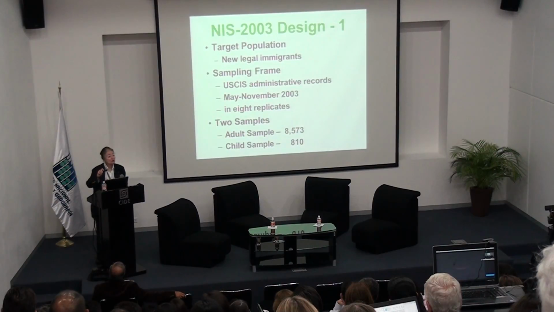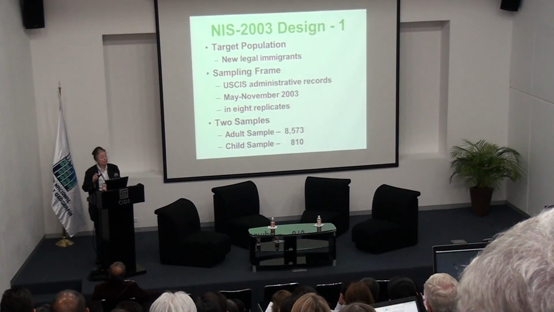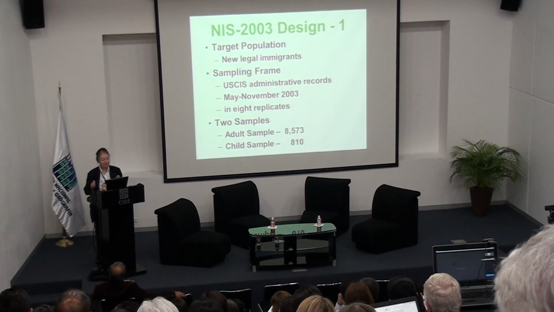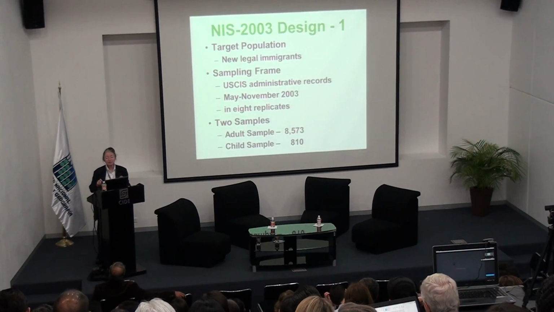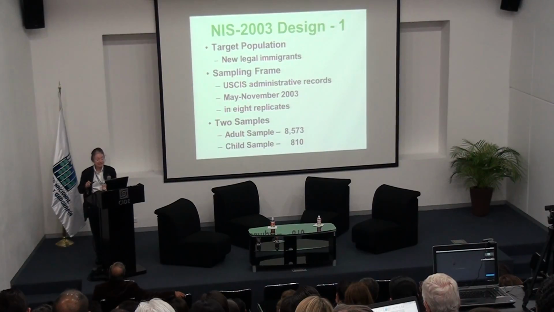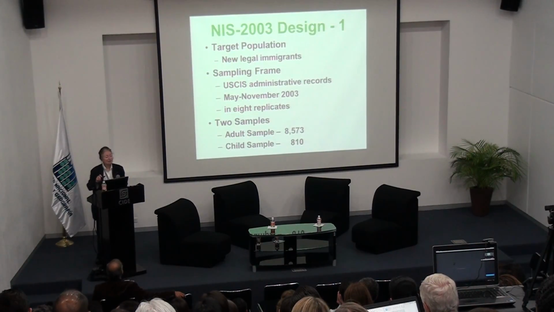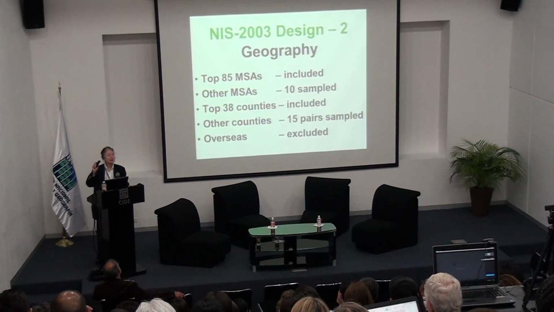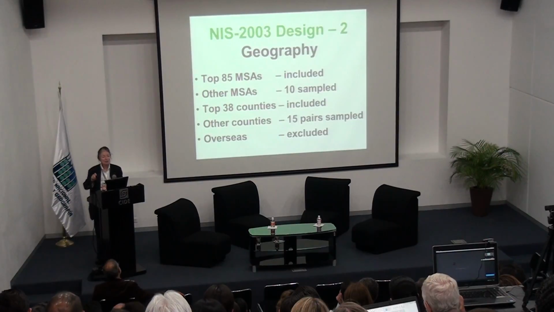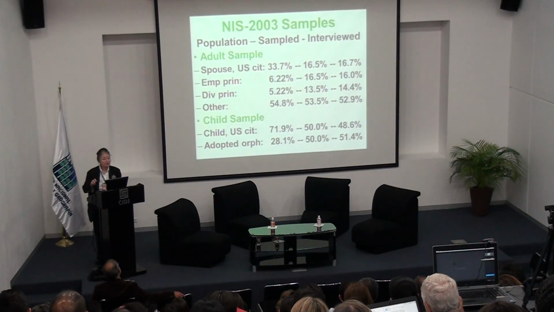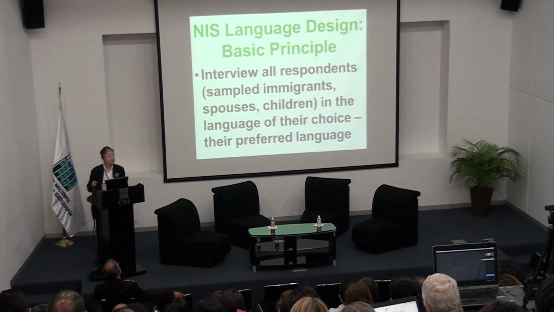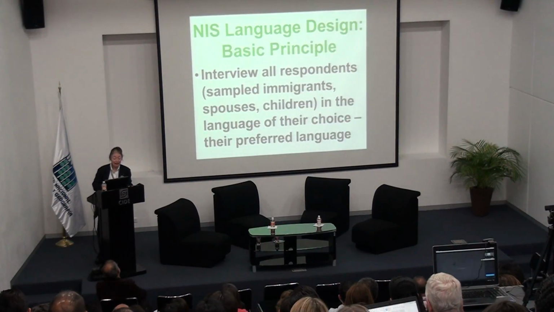The 2003 cohort is the first major cohort. So you see here the target population was everybody who got their green card in 7 months of 2003. I'm going to skip a lot of the fine points of the design because we really don't have time, but all the information is on the web, and of course you can write me and I can send you the information. The bottom line is that it's a nationally representative sample.